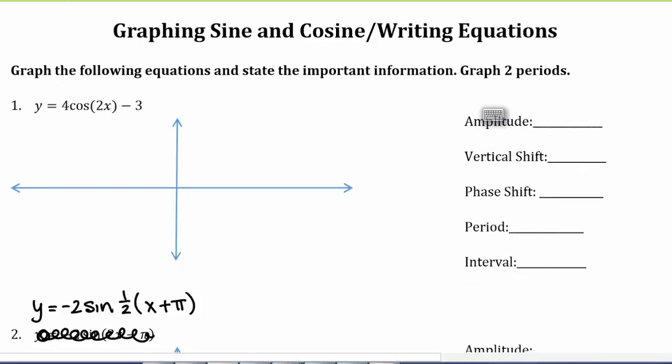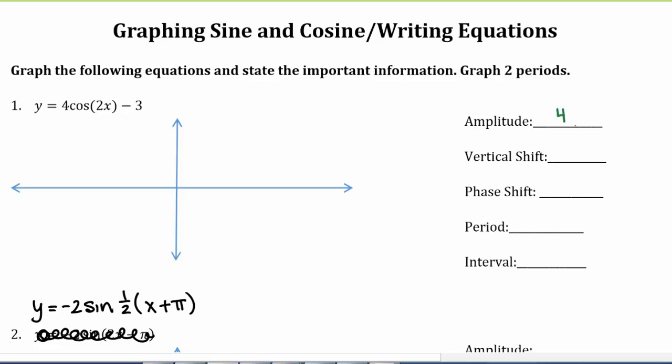Everyone, today we're going to continue graphing sine and cosine, and we're also going to write equations. So what we're going to do is first, one more time, go through graphing. I'm going to give you an equation, we find the information, then we graph it. And then we're going to move on to going backwards. I'm going to give you the graph, you're going to find the information, and then write the equation. So let's get started on number 1.